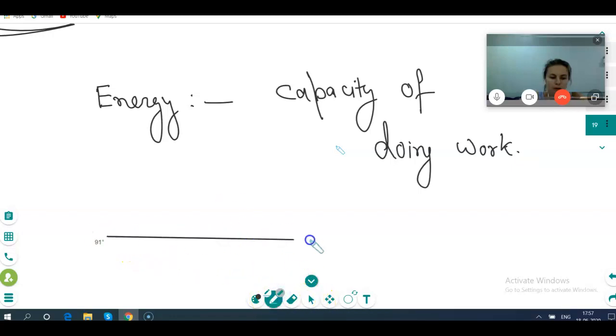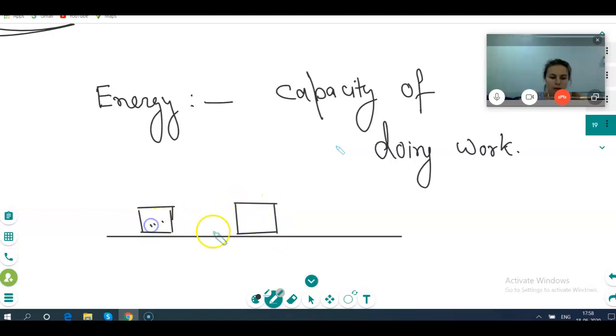See, suppose a box is there. You pushed the box from this point to this one by applying a force. You have done some work. Suppose you have started applying the force here to here. So how much work have you done? Force is continuous and d is the displacement. Am I right or not?